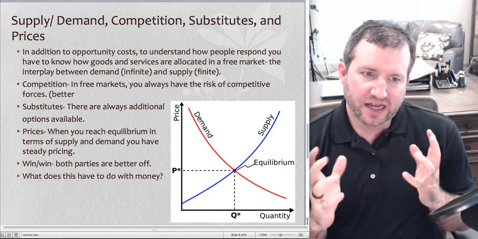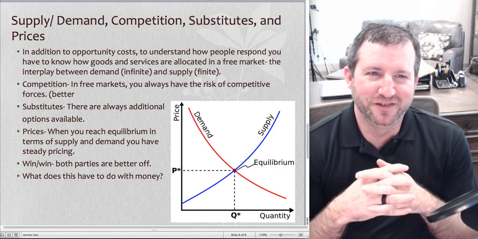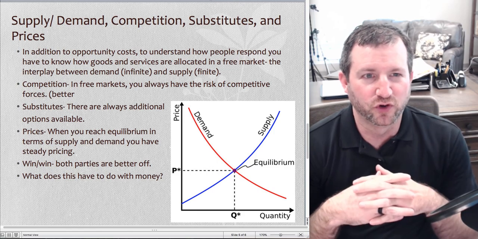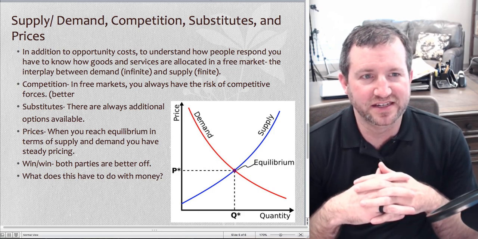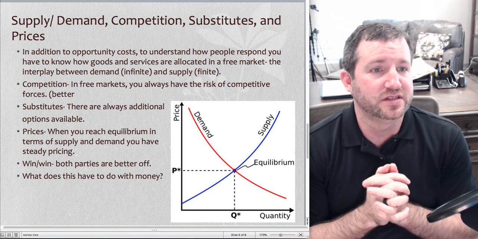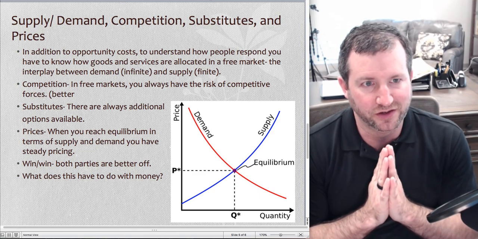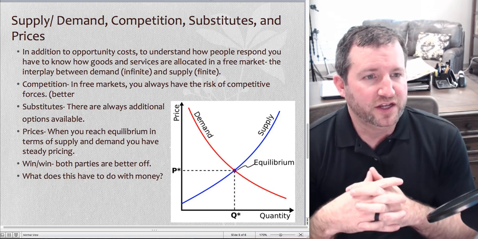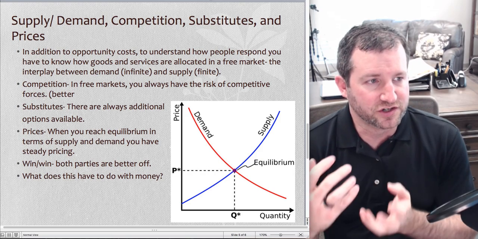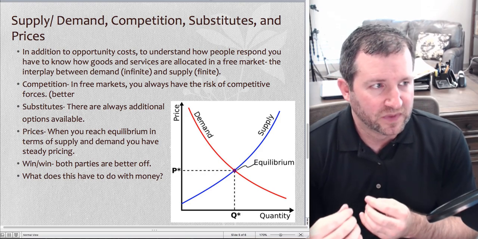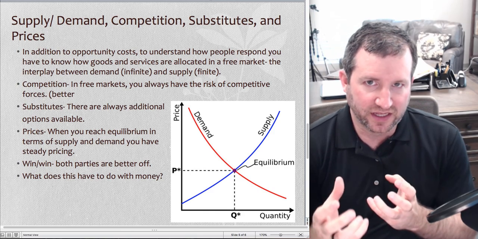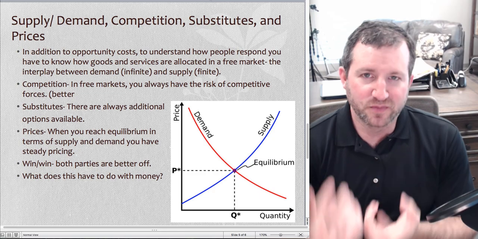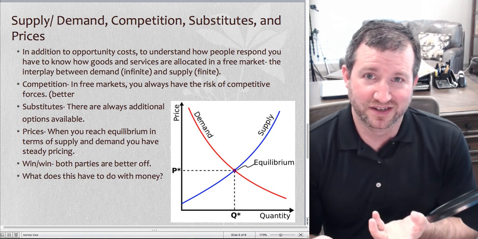Okay, and then just to kind of cram a whole bunch of economic definitions into one slide before I apply this to money real quickly, you have the ideas of supply and demand, competition, substitutes, and prices. Okay, so in addition to opportunity costs, to understand how people respond, you have to know how goods and services are allocated in a free market, which is the interplay between demand and supply. Okay, and demand is infinite.